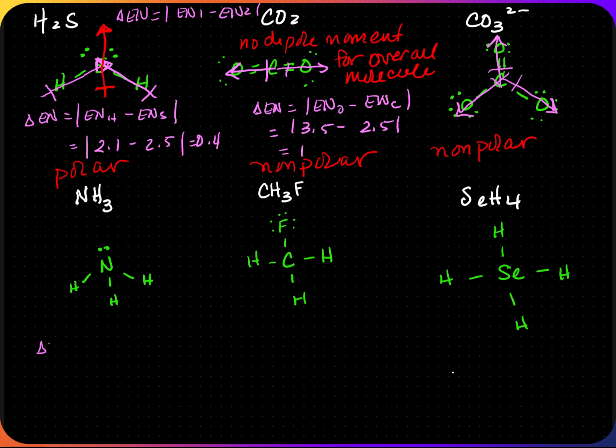For NH3, delta EN is going to be the EN of hydrogen minus the EN of nitrogen. Hydrogen is equal to 2.1. Nitrogen is equal to 3.0. So this is going to be 0.9. The bonds between hydrogen and nitrogen are polar, and the arrow is going to go towards nitrogen.